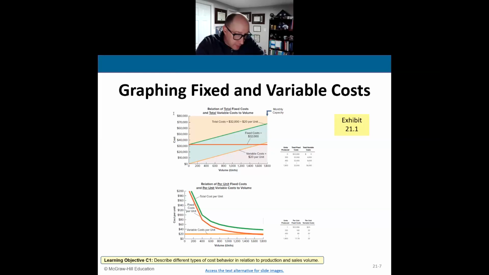Now, how do we find this? You might be wondering. We take the total fixed cost, in this example, 32,000, and we divide by the number of units, right? And that's how we get that per unit fixed cost to come down with the more units we make. And we know that the total cost per unit is variable cost per unit plus fixed cost per unit to get the total cost per unit. So that's the relationship between fixed and variable costs.